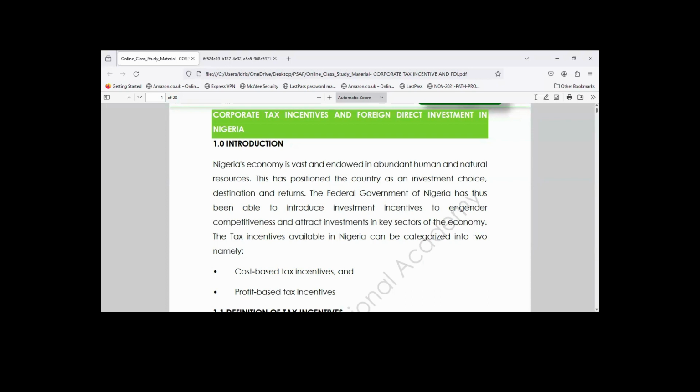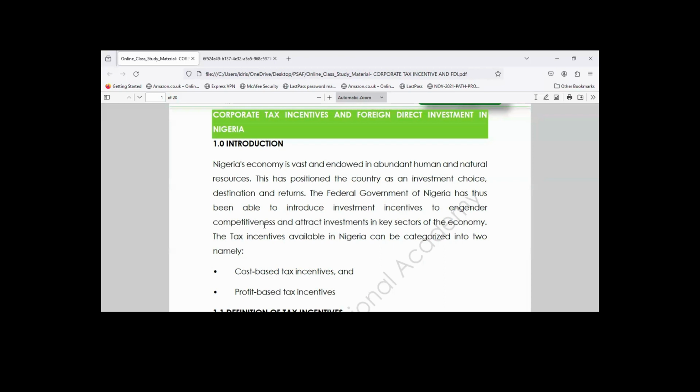The incentives available in Nigeria can be classified into two. So what this topic is centered upon is, what are those tax incentives that we give to attract foreign direct investments? What incentive can we give to a foreign company, a foreign investor, to make them come to Nigeria and invest? What are those tax incentives we can give to them?